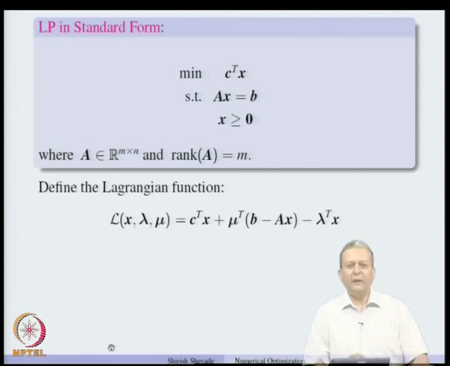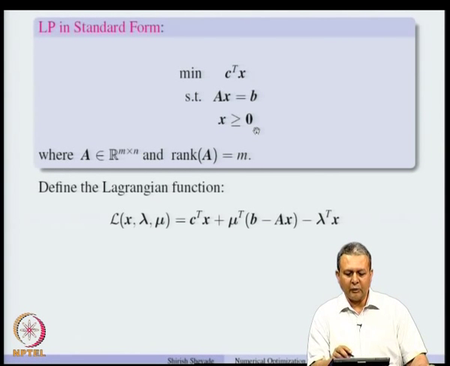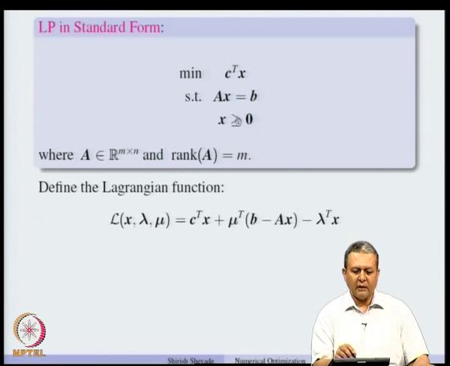So, we write down the Lagrangian of this optimization problem, which is nothing but L of x, lambda, mu. Now, lambdas are the Lagrange multipliers associated with the inequality constraints, and mus are the Lagrange multipliers corresponding to the equality constraints. So, the Lagrangian function is the objective function c transpose x plus mu transpose (b minus Ax) minus lambda transpose x.